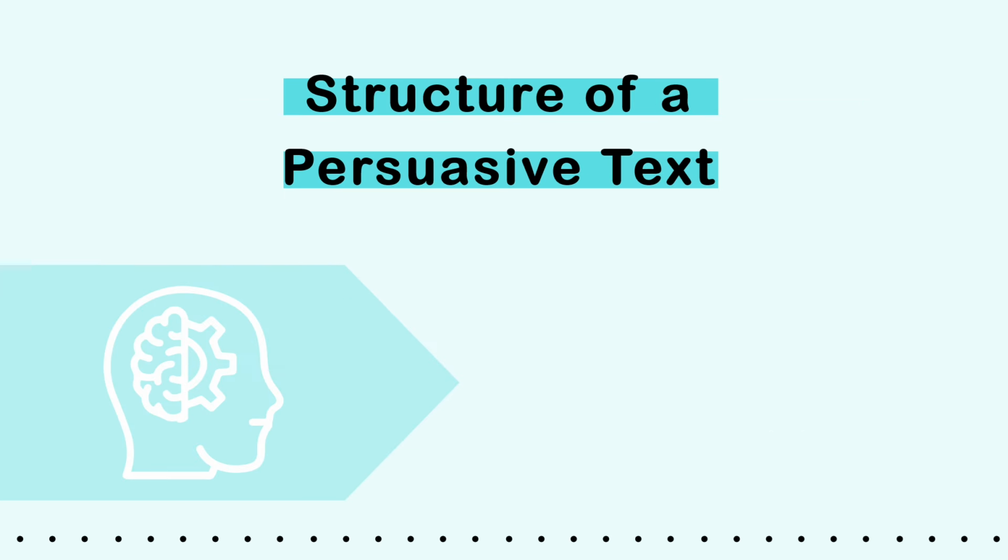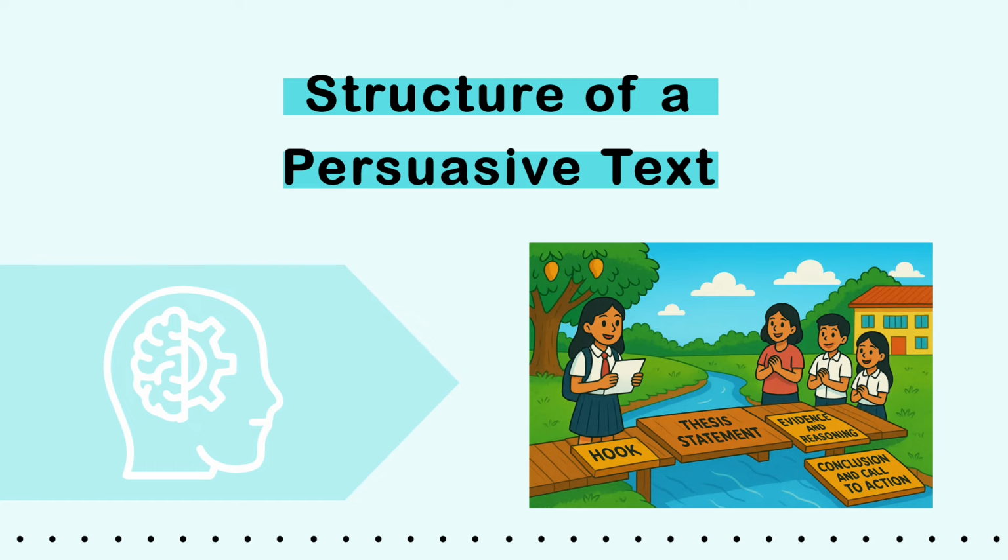Now let's talk about the structure of a persuasive text. Think of it like building a bridge between your idea and your reader's mind. Every part must connect smoothly so the audience crosses over to your point of view.